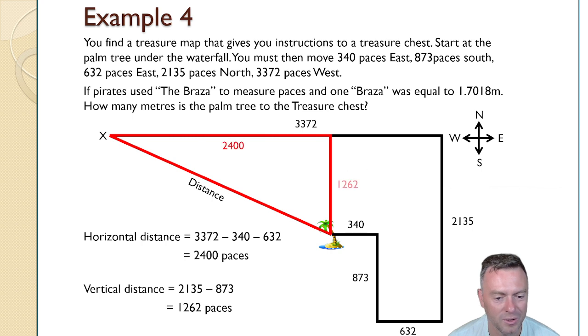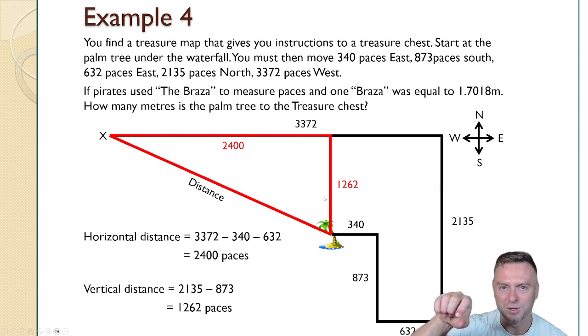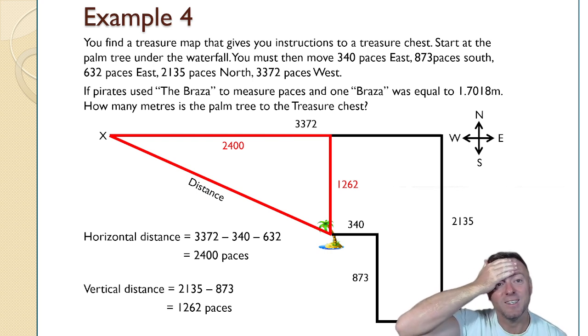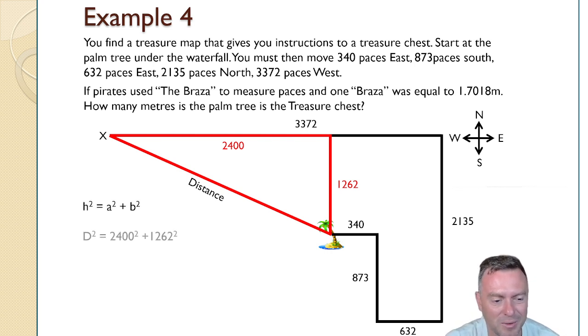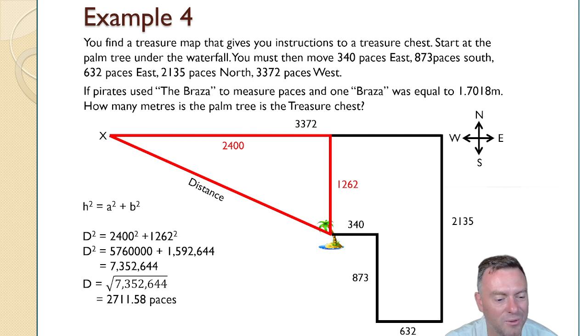So that gives us the two things measured in paces. Now we've got our little right angle triangle because the compass works perfectly in 90 degrees. So to find that distance, we just use Pythagoras. h squared is equal to a squared plus b squared. We fill in what we know. We want to find the distance, which is why I've used d instead of h here. So d squared equals 2,400 squared plus 1,262 squared. We square both those numbers, which gives us a really big number of 7,352,644. And then we square root that number. So that equals 2,711.58 paces. Notice that I put the measurement at the end here.